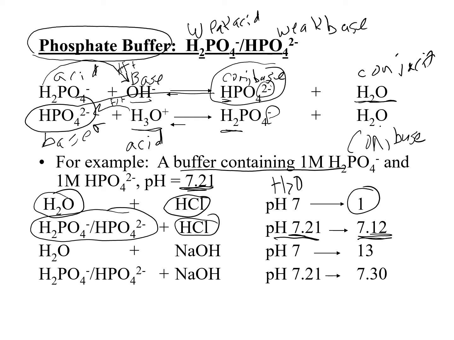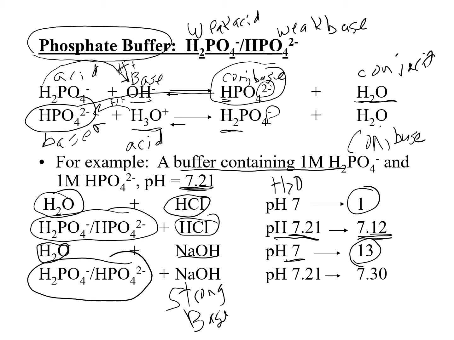Again, if I use a strong base, NaOH is one of our strong bases. If I have water, I add sodium hydroxide. My pH goes from 7 being neutral up to a high pH. My phosphate buffer system, when I add sodium hydroxide to it, the pH goes from 7.21 up slightly to 7.30. So again, this is just illustrating our buffer system, how it helps us maintain the pH, and it changes only slightly when I add a strong acid or a strong base to it.